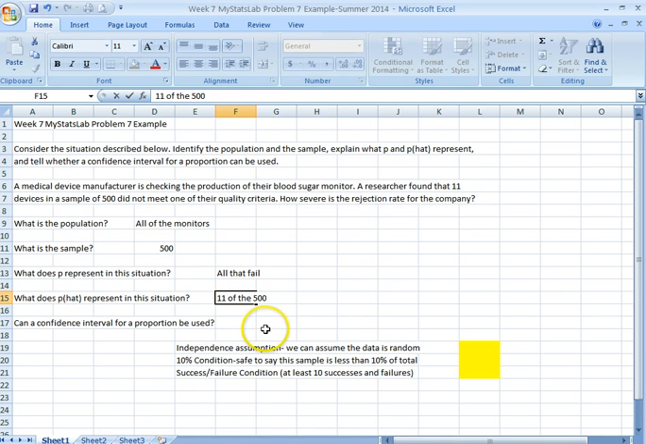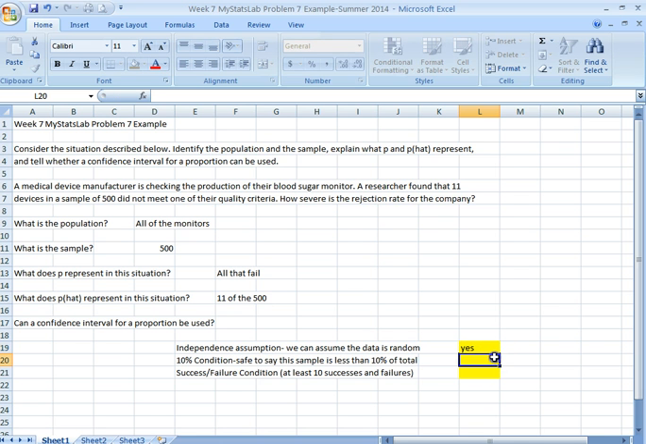So that leaves us with one more problem. Can a confidence interval for a proportion be used? Well, we have to make sure that we meet all of our conditions to see if a confidence interval can be used. So the first question is the independence assumption. Because the problem doesn't state otherwise, we can assume that this data was collected at random. So the first part is yes.